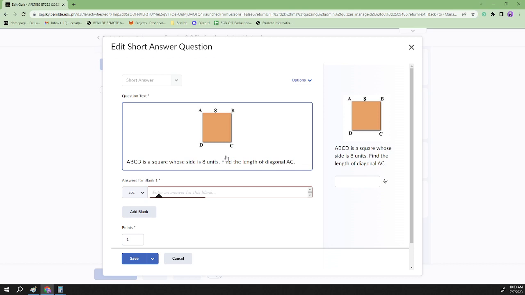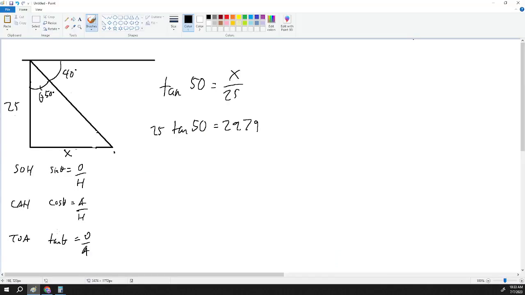8 square root of 2. Okay, correct. So the answer is 8 square root of 2, or 11 point something something. Given a square, all sides are equal. And it said that one side is 8.